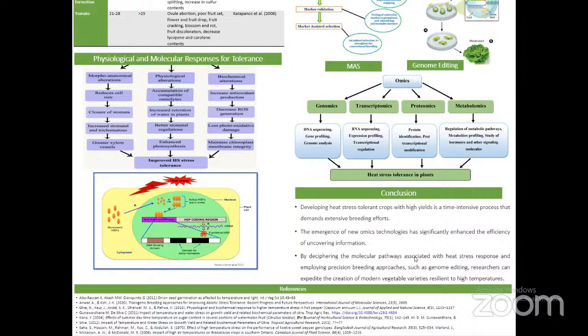So we can tell that with all these approaches together, we can use these tools to empower the breeders for the development of heat stress tolerant varieties to ensure food security. So to conclude, I can say that by deciphering these molecular pathways which are associated with the heat stress response and employing precision breeding approaches, one can create vegetable varieties which are resilient to high temperatures. Thank you.